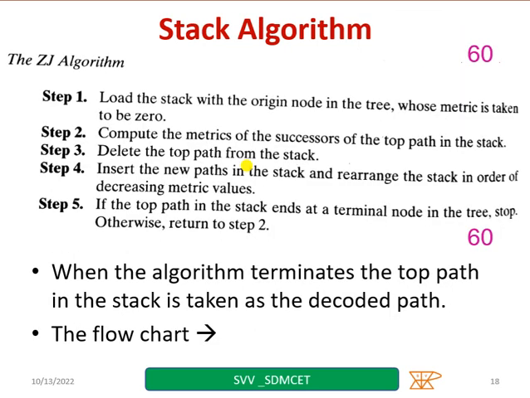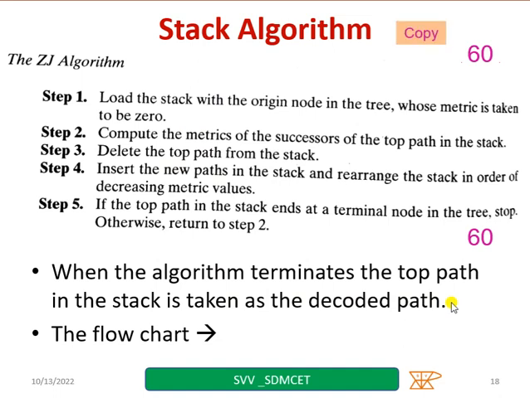This is the stack algorithm. Again the same thing is written. Just go through it: load the stack with the origin node in the tree, whose metric is taken to be 0, compute the metrics of the successors of the top path in the stack, delete the top path and insert the new paths. The same procedure is given from the book as it is. When the algorithm terminates, the top path in the stack is taken as the decoded path.